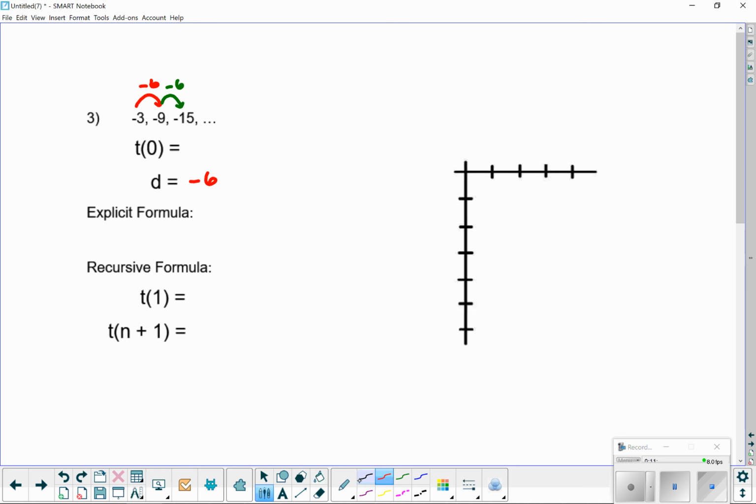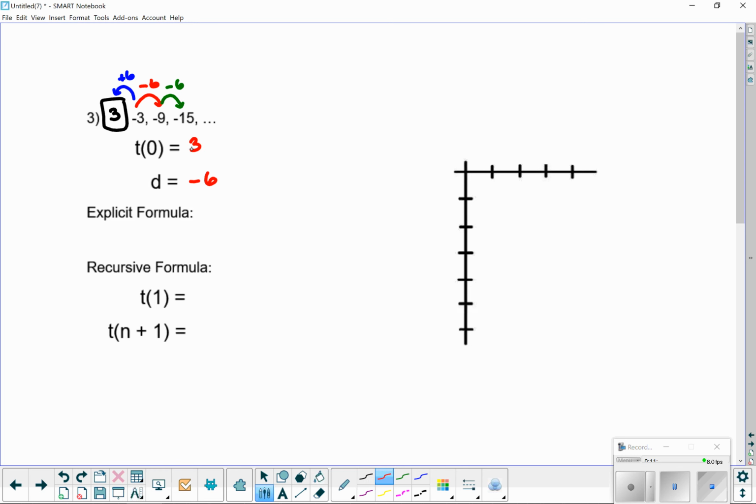And now we want to find our 0th term. So we need to go backwards, which means from -3 we're going to have to add 6, because that is the opposite of -6. So you put in your calculator -3 plus 6, and you should get 3. And so term 0 is actually 3.